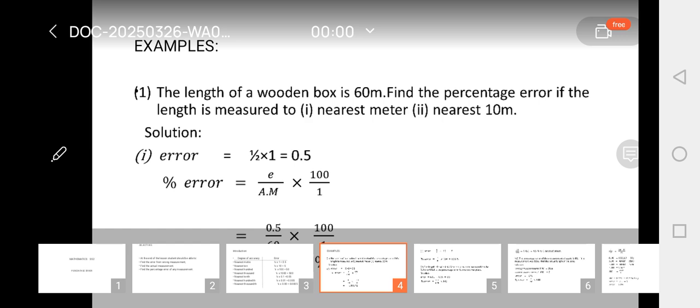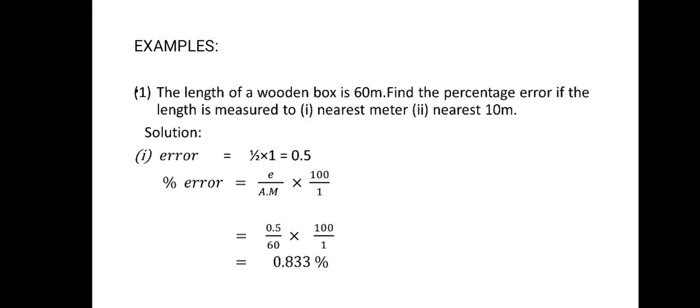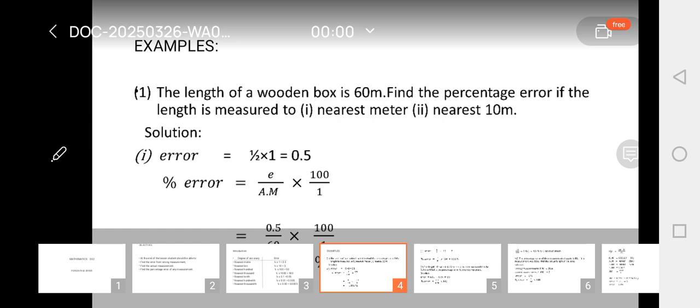Then the formula for percentage error is error over actual measurement. E there means error, AM is actual measurement, times 100 over 1. So the error here is 0.5 over the actual measurement, which is 60, then times 100 over 1. And when you do that, you have 0.833.